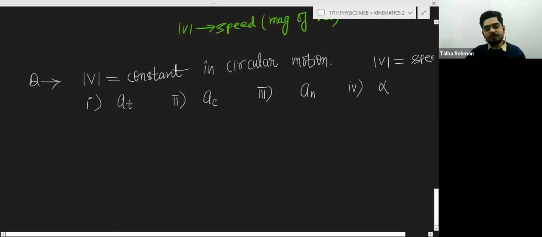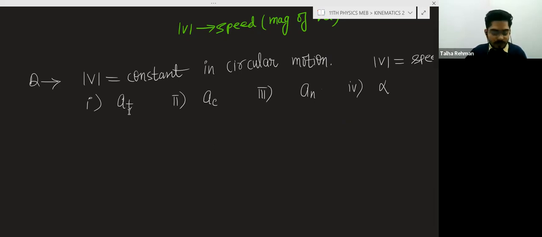If speed mod v is equal to constant in a circular motion, what can you say about the tangential acceleration? What can you say about the centripetal acceleration? What can you say about the net acceleration? What can you say about the alpha? They are not asking the value, they are just asking whether they will be zero or not zero, whether they will be constant. Okay, so we will check.